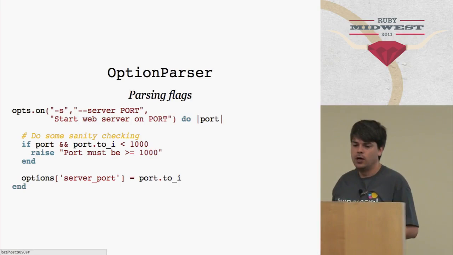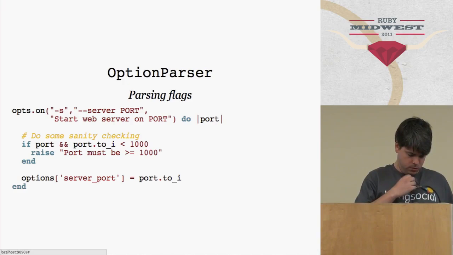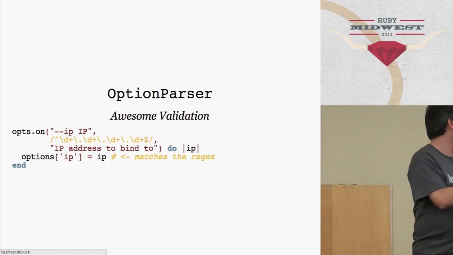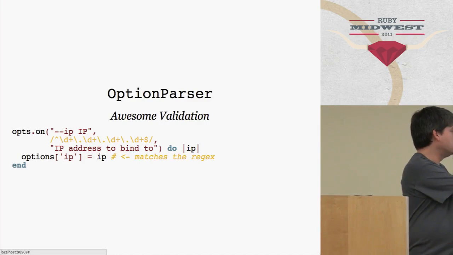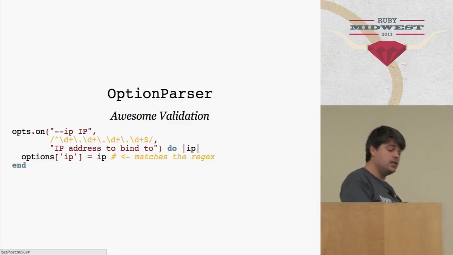Now, option parser can do a lot of other sanity checking for you. If you pass a regex in, then the argument must match that regex, or it won't cause the block to get called. That's pretty awesome. You can be guaranteed that IP is going to match that regex. You can give it a list of allowed values. You can give it a map where the keys are the allowed values.